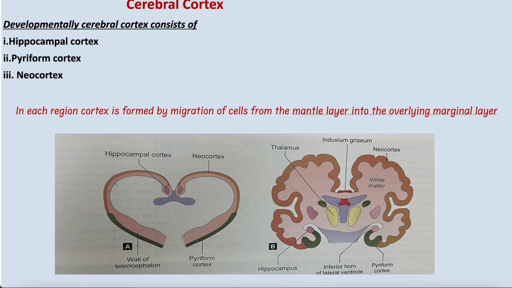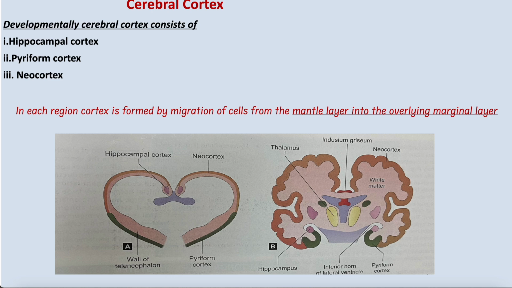Coming to the cerebral cortex, developmentally we divide the cerebral cortex into three parts. That is, the latest portion is neocortex, then piriform cortex and hippocampal cortex. So latest is the neocortex. Now first we will discuss the hippocampal cortex, and this cortical region is formed by the migration of the cells from the mantle layer into the overlying marginal layer. So this line is very important, how the growth of the cortex is happening. It is only the migration of the cells which are migrating from the mantle layer to the marginal layer.